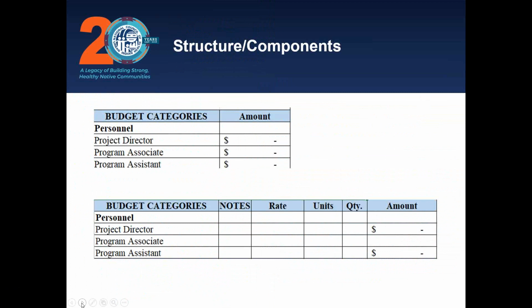Okay, so I am providing you with a template. Usually there are 2 ways in which you can do it. You can only put the items and then the amount. I am providing you this as part of a tool. There is another one that I call the complete one, which is the budget categories. You have notes, rate, units, quantity, and amount. If you have all of those, you will be able to do a budget narrative very easily.